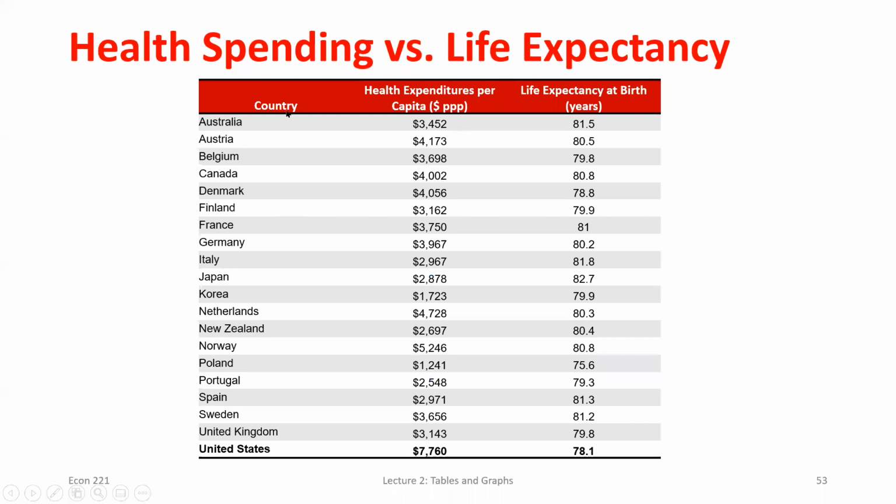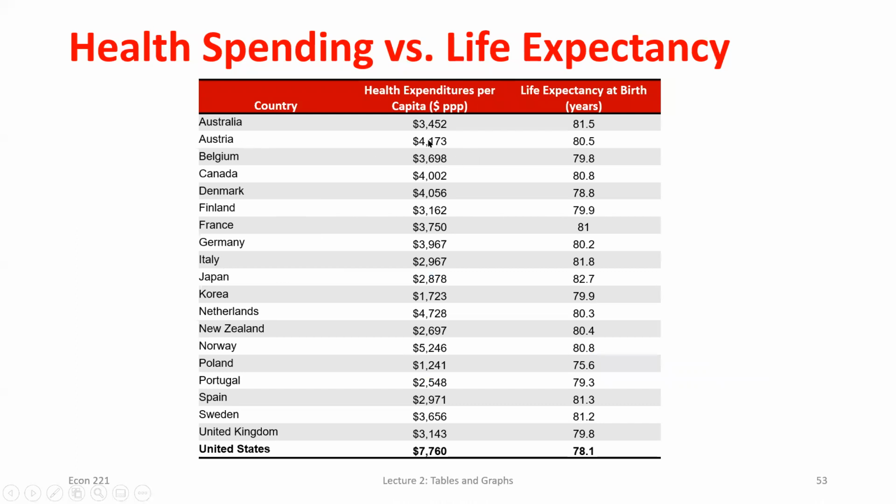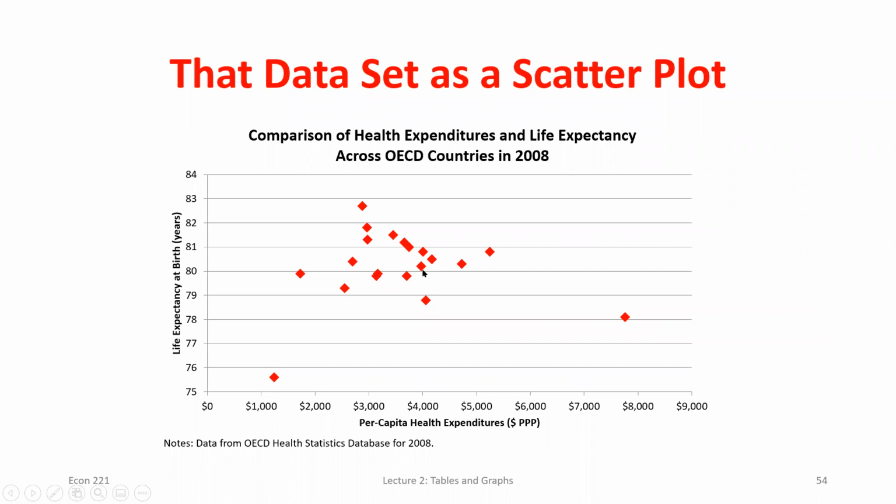So all it does is it goes through and takes each country, takes the value for the X variable and the value for the Y variable, and plots that country. Then it goes to the next country, takes that X value and Y value, and plots them. So all it's going to do is plot every single observation on this XY grid, where X is health expenditures per capita, and the Y-axis is life expectancy at birth.